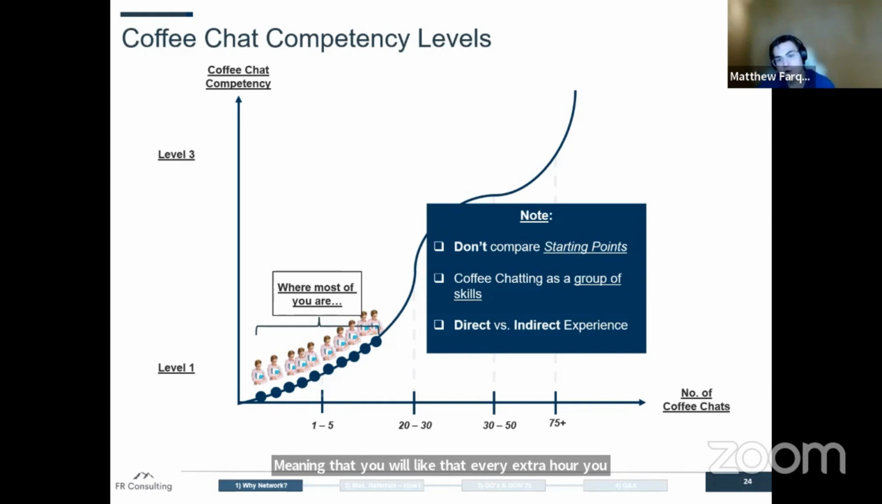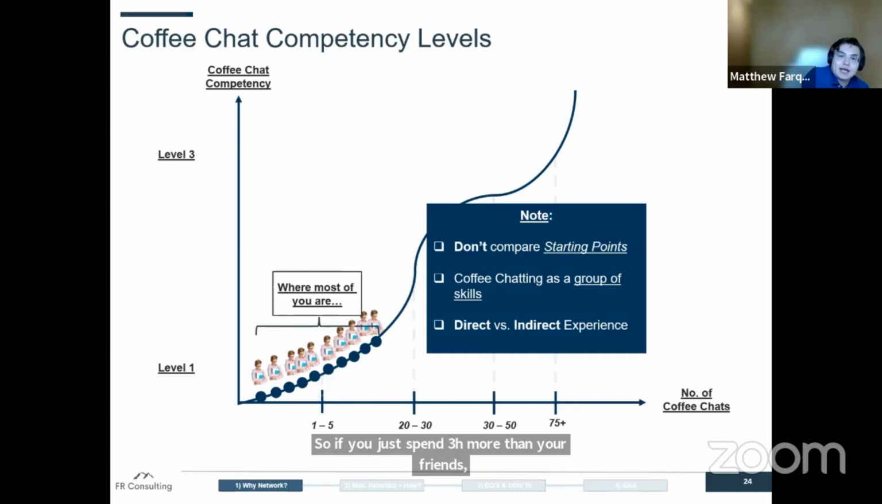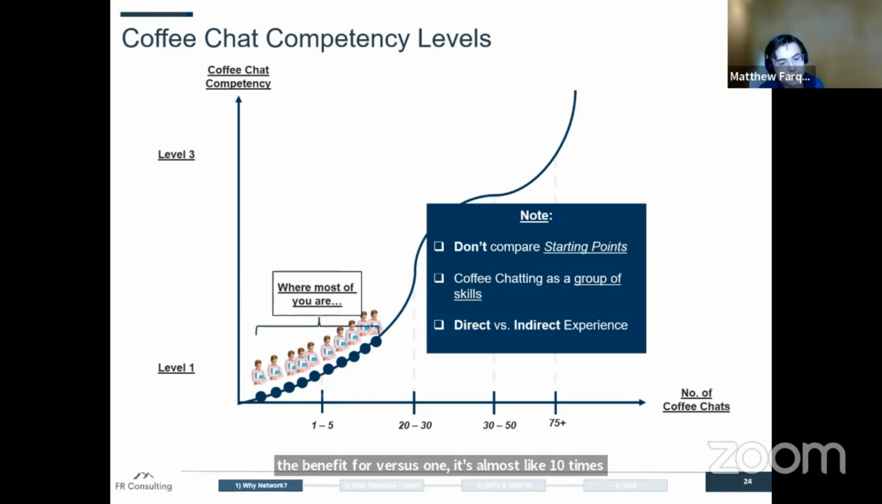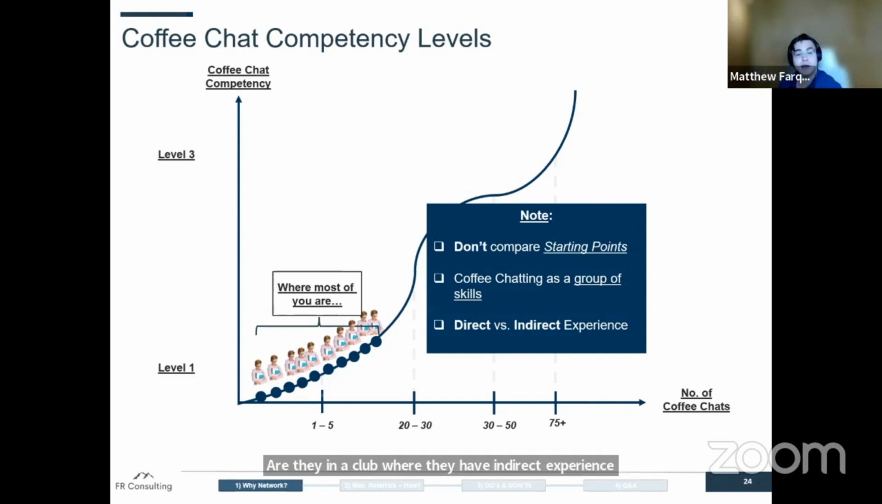So if you spend 3 hours more than your friends, and they spend 1 hour, you're not just getting 4 times the benefit, 4 versus 1. It's almost like 10 times. So starting points don't matter. And another thing to think about is, how many of your friends have sales experience? Did they work in customer service? Are they in a club where they have indirect experience through talking to mentors? Like students in my program, they learn from my experiences. They don't need to do 100 coffee chats, maybe they do 20. So don't worry about all that stuff. Just start doing your chats and figure out what level you're currently at.